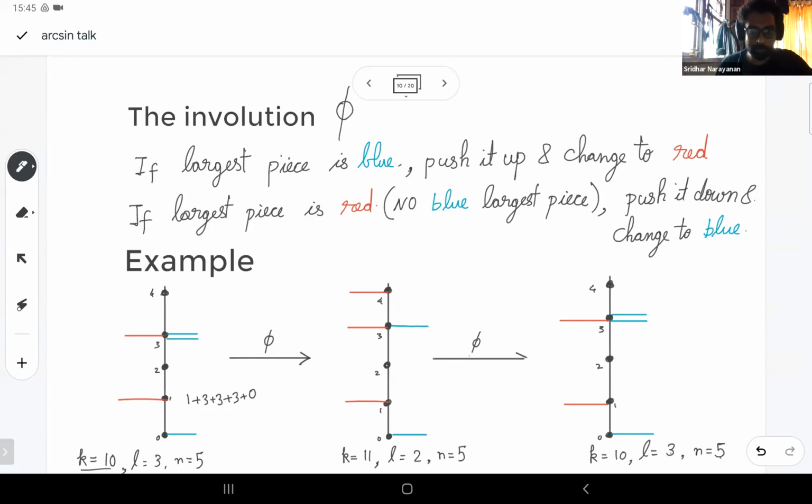Are there any doubts about this process? Just the involution itself. If there is a tie, what do you do? So like here, if there is a red and a blue piece, we prefer to push up. So we always push the blue piece first.